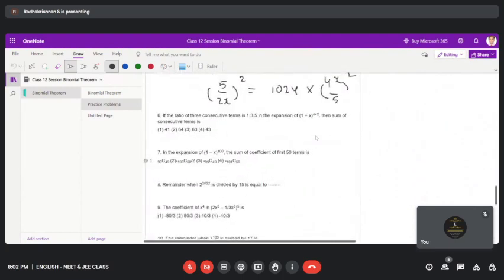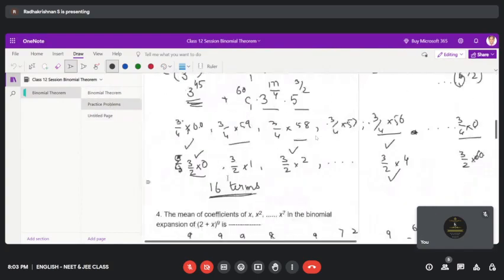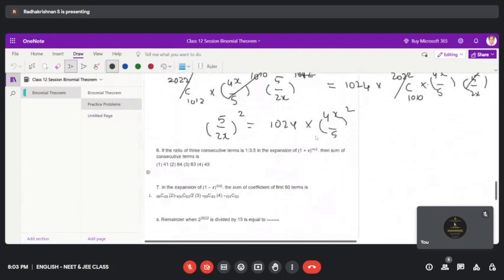The expansion is 1 plus x whole to the power of n plus 2, right? 1 plus x whole to the power of n plus 2. The ratio of 3 consecutive terms is 1:3:5. Then find the sum of the consecutive terms. 1:3:5.